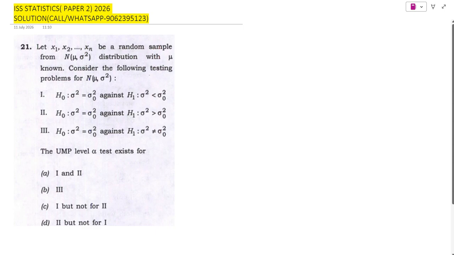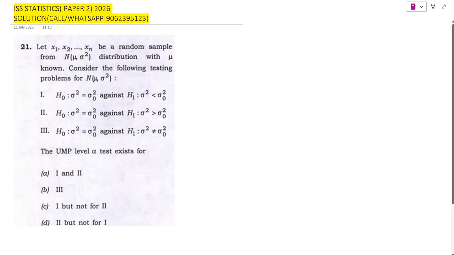Hello everyone. Today we are discussing another excellent conceptual question from the UPSC Indian Statistical Service Examination 2026 Statistics Paper 2. And one thing I always tell my students is that ISS is not merely an examination of formulas. It is an examination of statistical thinking. And UPSC expects you to know when a theorem applies, why it applies, and when it fails.